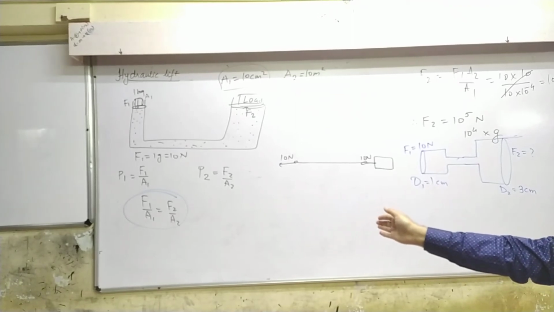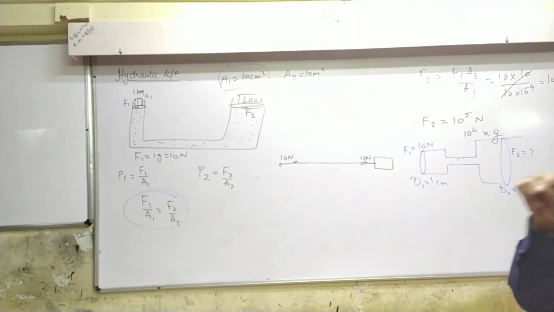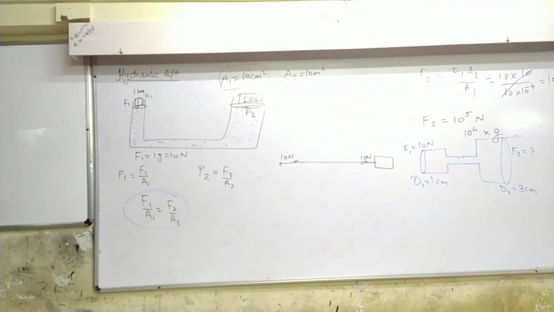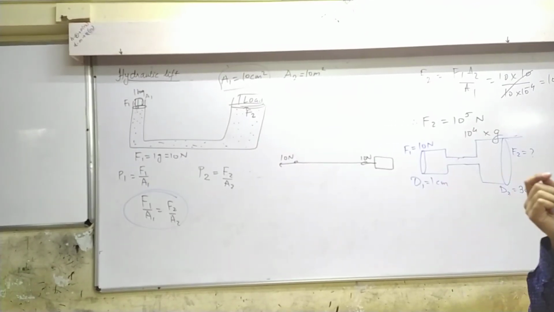Do you think there is need for me to say A is equal to pi d square by 4 or pi r square and put values, cancel pi?